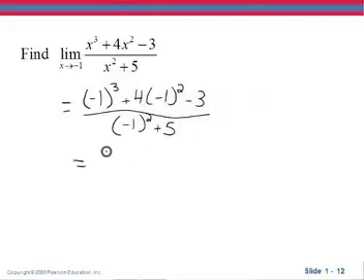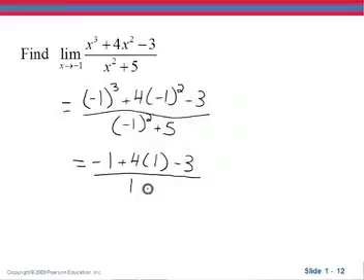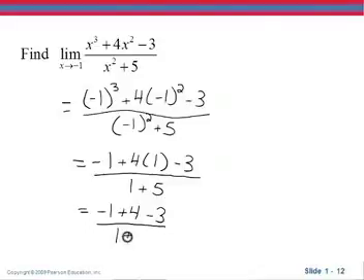Remember, we do our exponents first, so negative 1 cubed is negative 1, plus 4 times negative 1 squared, which is positive 1, minus 3, and on the bottom we have negative 1 squared, which is positive 1, plus 5. This will give us negative 1 plus 4 minus 3 in the numerator and 1 plus 5 in the denominator. When we add across the top, negative 1 plus 4 is 3, minus 3 is 0, and 1 plus 5 is 6. So we have 0 divided by 6, which is 0.